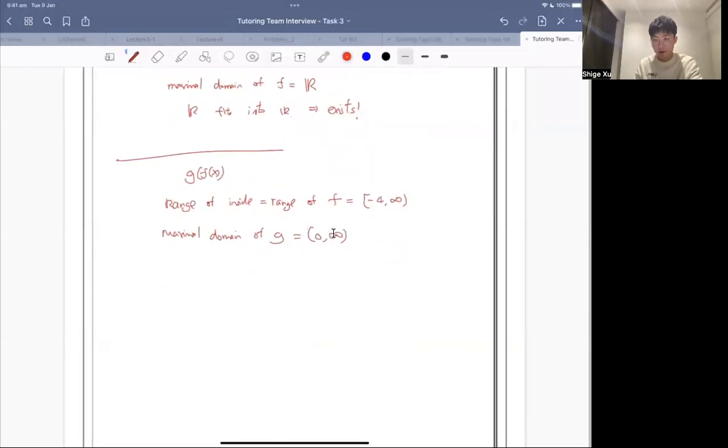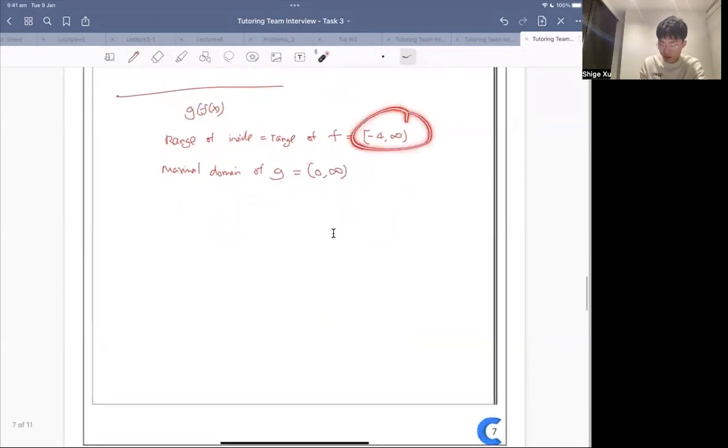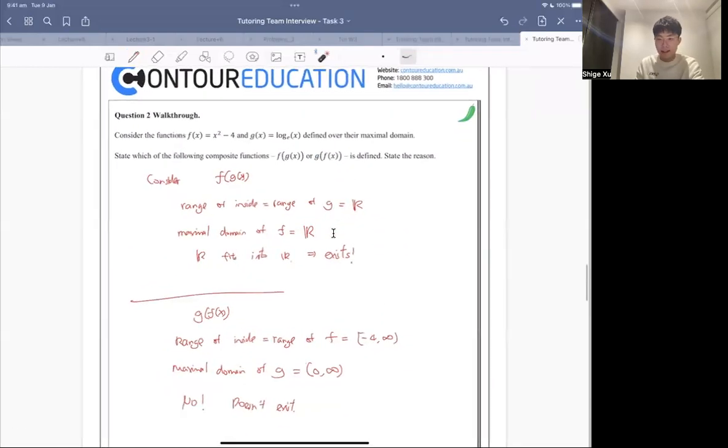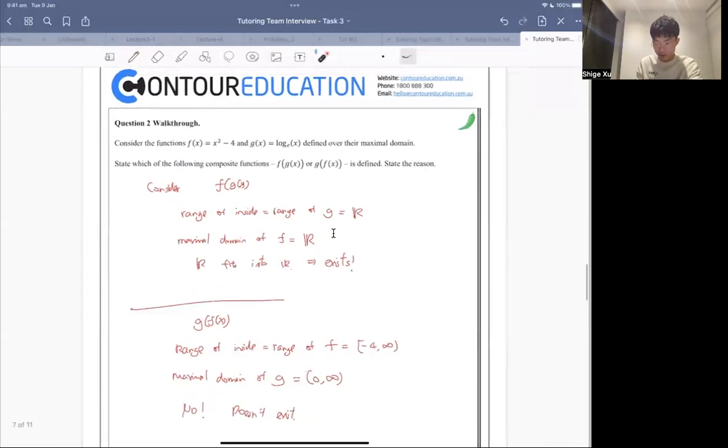Now, let me ask you the question. Does this fit into this? No, because it has a negative part with it, right? This one goes from -4 to infinity, so it includes negative numbers, whereas we only accept positive numbers. So no, it doesn't exist. So you can see that the order matters. The order of a composite function matters. Even if you have the same functions, if you do it in a different order, one may not exist.